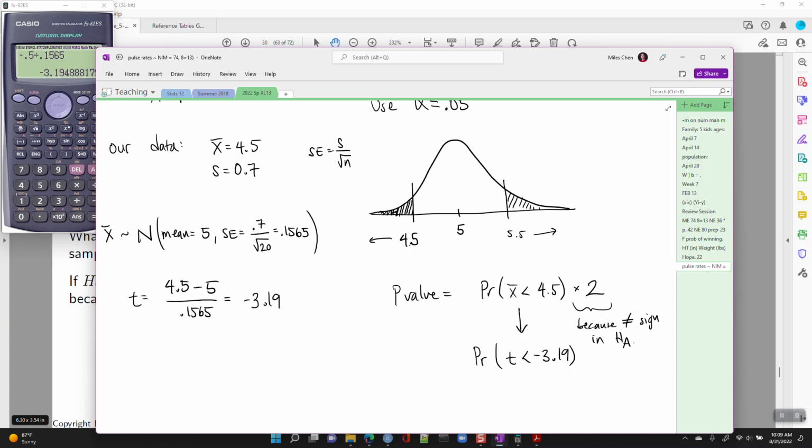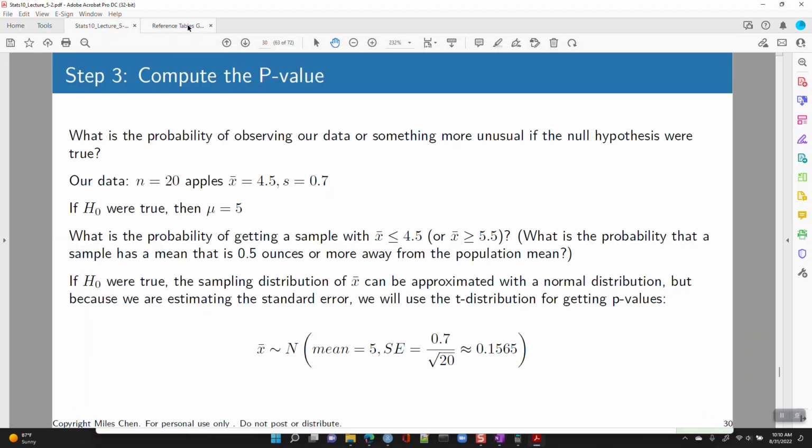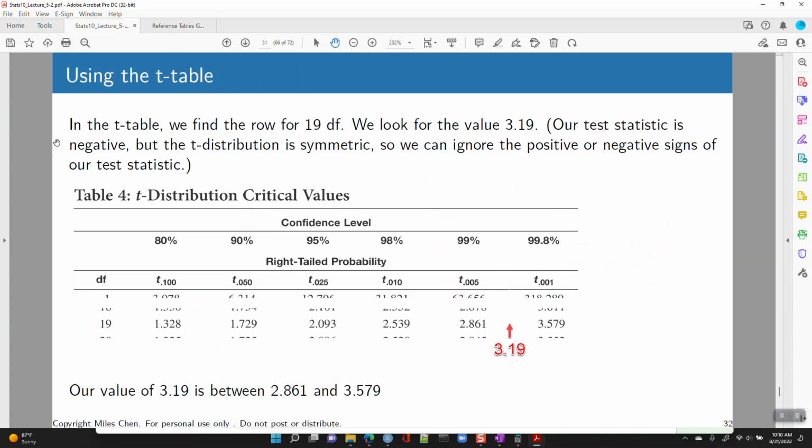All right, so how do we find the probability that t is less than negative 3.19? Well, we're going to have to use the t table. For degrees of freedom, I'm going to have n minus 1. My sample size is 20, so 20 minus 1. I'm going to use 19 degrees of freedom.